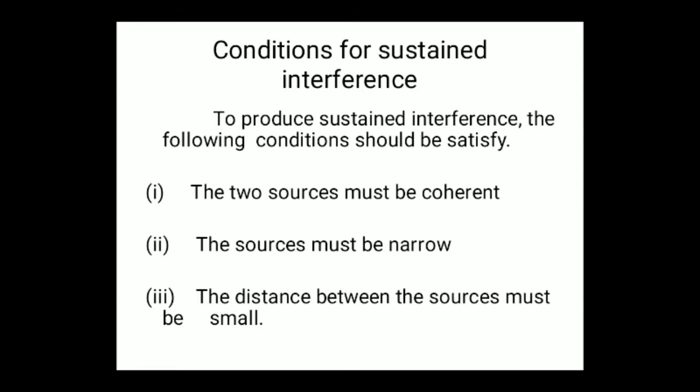Let us discuss the conditions for sustained interference. To produce a continuous and uninterrupted interference pattern, the following conditions are necessary. The first one is the sources must be coherent. The second one is the sources must be narrow. The third one is the distance between the sources must be very small.